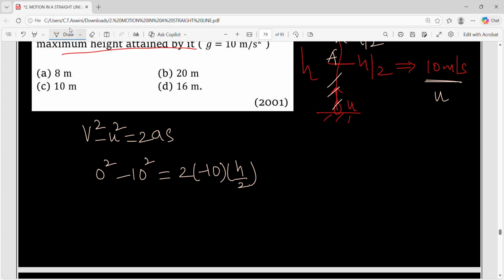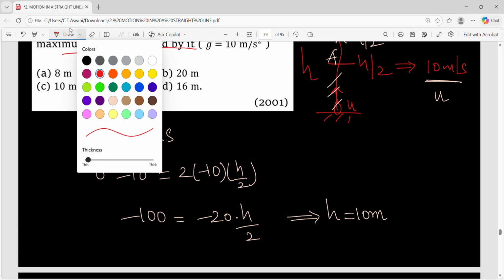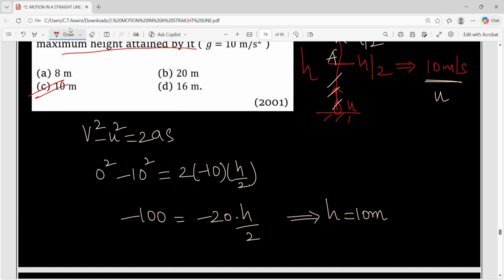So what will be the answer? Answer will be 10. So just cancel it, you'll get the same answer, 10 meters. So answer is option C. It's the same problem repeated again in 2001.